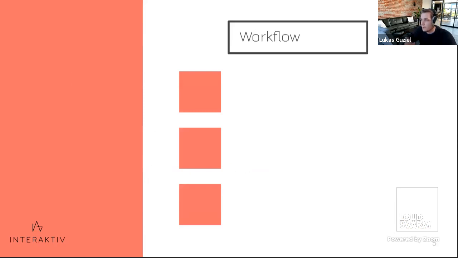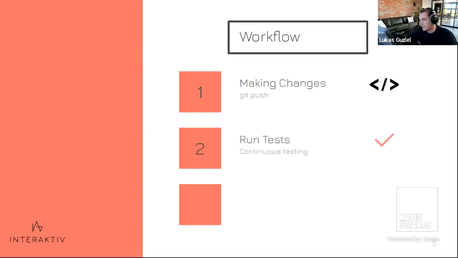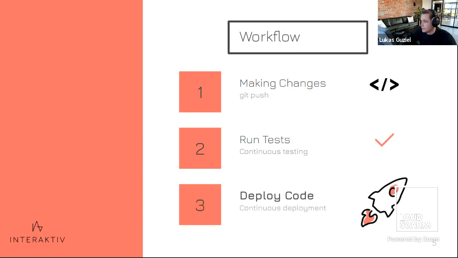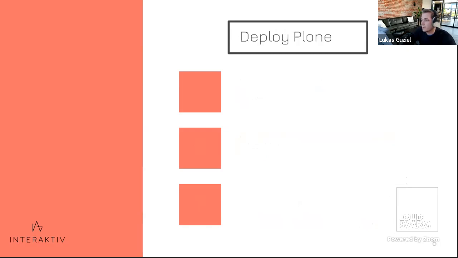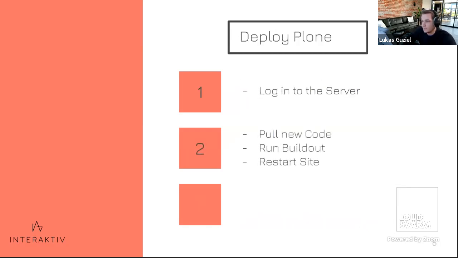The typical workflow would be that you make changes in your code and then run your tests, and hopefully they run through green. Then you could deploy your code, and this step you could automate. Deploying code in Plone means that you log into your server first, pull the new code on the server, buildout, restart your page. After that, you do your custom steps like upgrade steps or, I don't know, indexing your Solr, whatever.